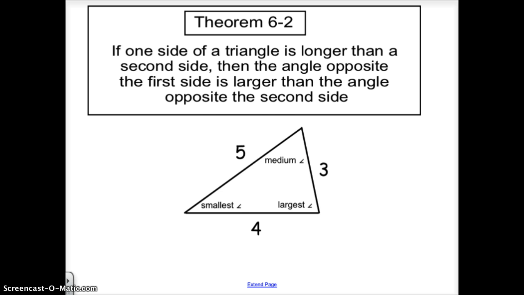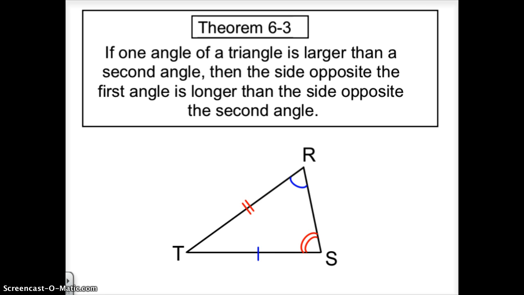The next theorem we're going to talk about is basically the converse of that, where if one angle of a triangle is larger than the second angle, then the side opposite the first angle is longer than the side opposite the second angle. Looking here, if we knew that angle S was greater than angle R, we could then say that side TR is greater than side TS because the angles opposite them have an inequality amongst them. Looking at examples 9, 10, 11, and 12, see if you can figure out the longest and shortest side of each of these triangles. Hit pause and do that now.